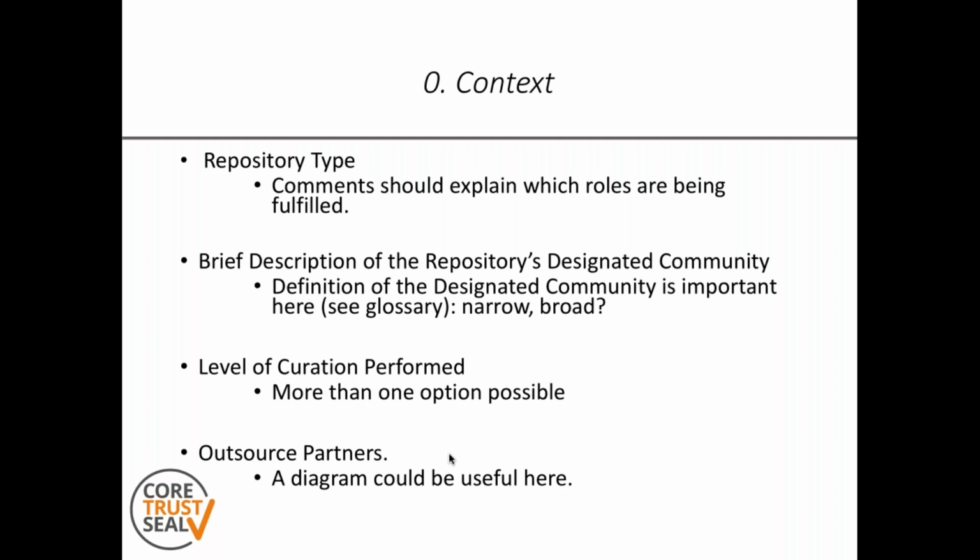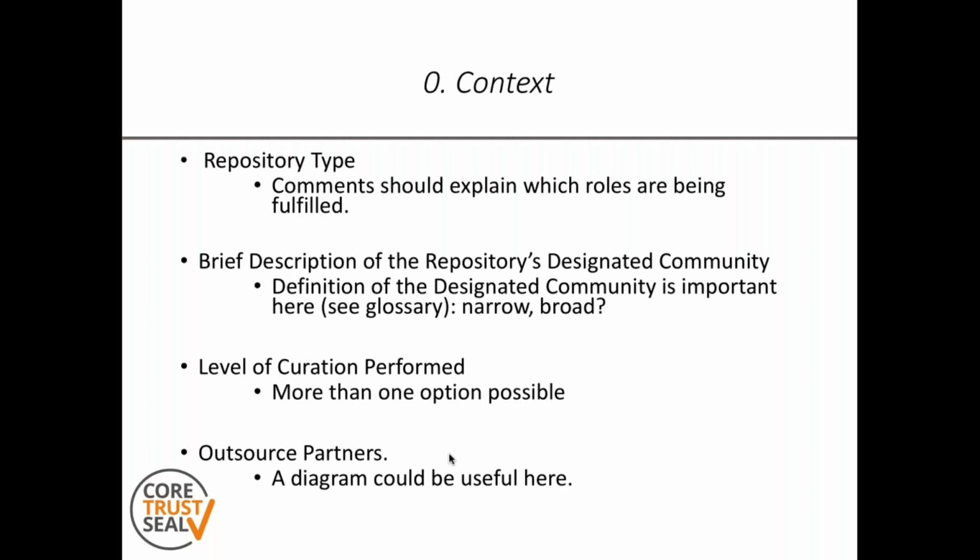Sometimes the repositories have multiple functions. They can both be a digital library and a research data repository, but that should be indicated. And it should also be clearly indicated what is the designated community of the repository. Designated community is a term which comes originally from the OAIS reference model, and indicating what the designated community of a repository is is important for a number of requirements to follow. But it should be defined here.